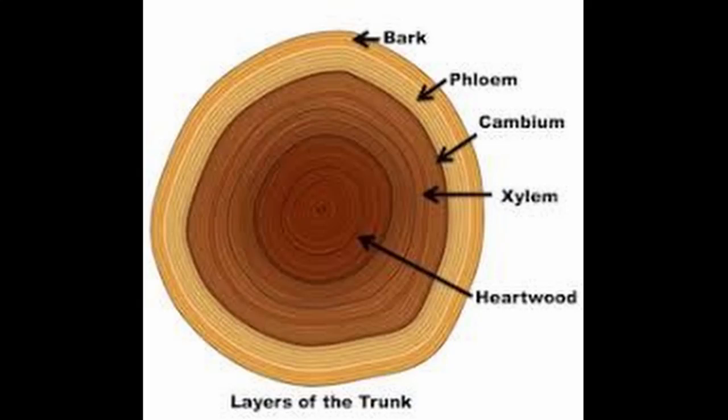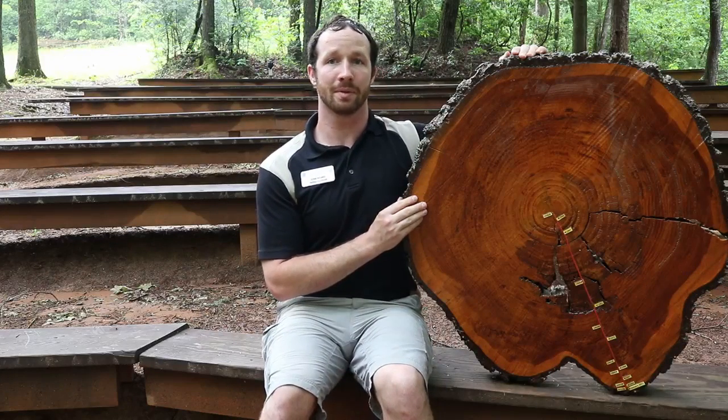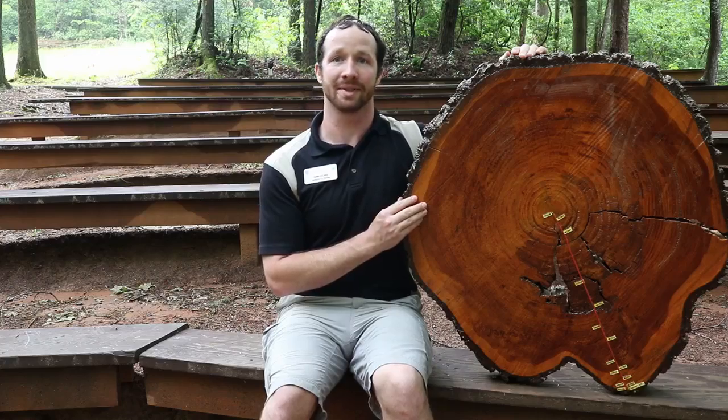And each year, the cambium provides more growth layer and layers of phloem and xylem. And surrounding the phloem, we have our bark, which provides that protection for the tree. And what we cannot see on our tree cookies are the roots. The roots provide structural support and absorb water for the tree.